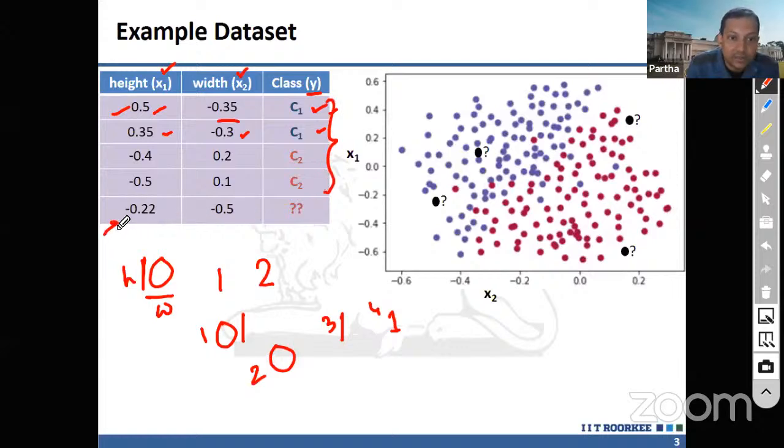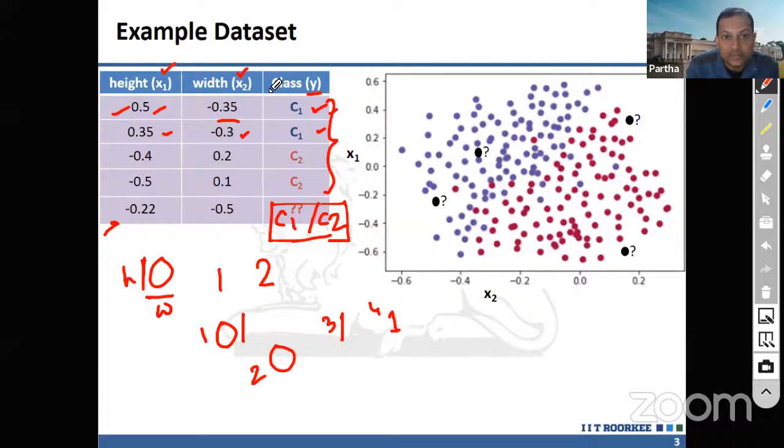Now a new example comes, which is a test example, where you have this height and width, and I want to predict what the class level will be, whether it is C1 or C2. This will be my prediction, whether it will be C1 or C2.